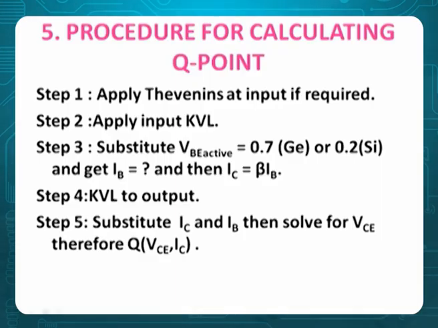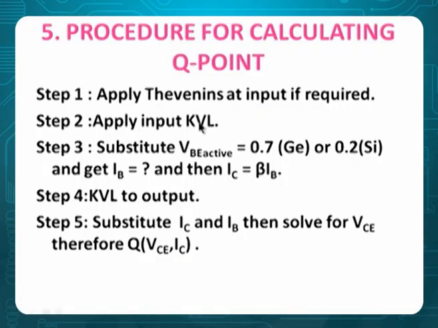Fifth one, procedure for calculating the Q point. How to calculate the Q point? See, apply Thevenin's at the input if required. You know why I have written the words "if required"? Whenever there is a potential divider at the input, you need Thevenin's. If there is no potential divider, you don't need it. That's why I said the words "if required".